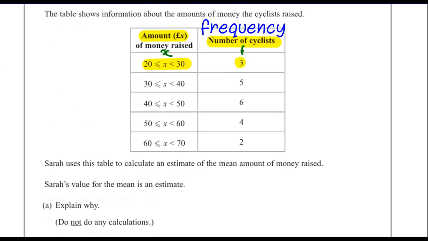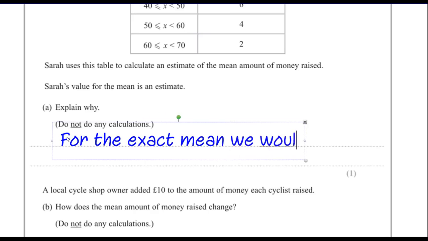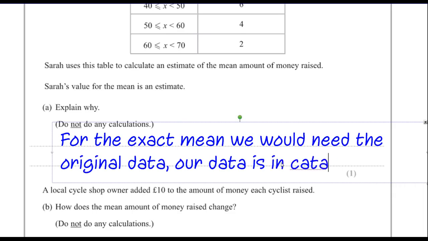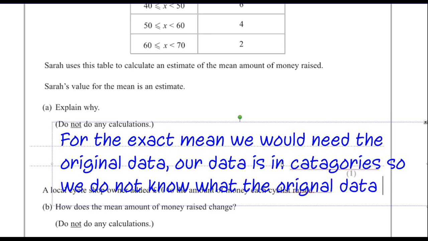So that's our reason. Let's put it into words for 1 mark. For the exact mean, we would need the original data. Our data is in categories, so we do not know what the original data is or was. Okay, so that adequately explains it.